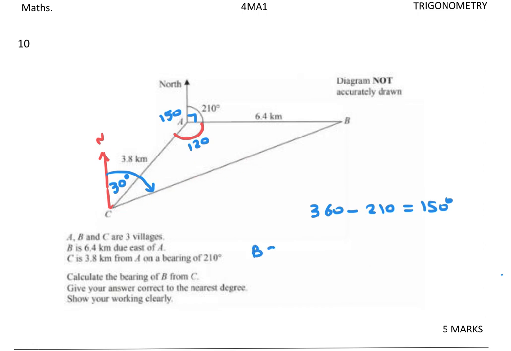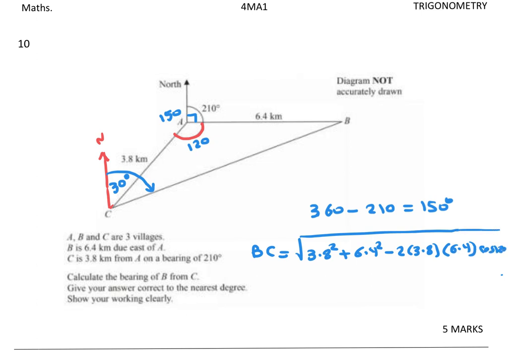BC equals square root of 3.8 squared plus 6.4 squared minus 2 times 3.8 times 6.4 cosine 120. Use your calculator to find the answer. The answer to three significant figures is 8.93. Now this side is 8.93.